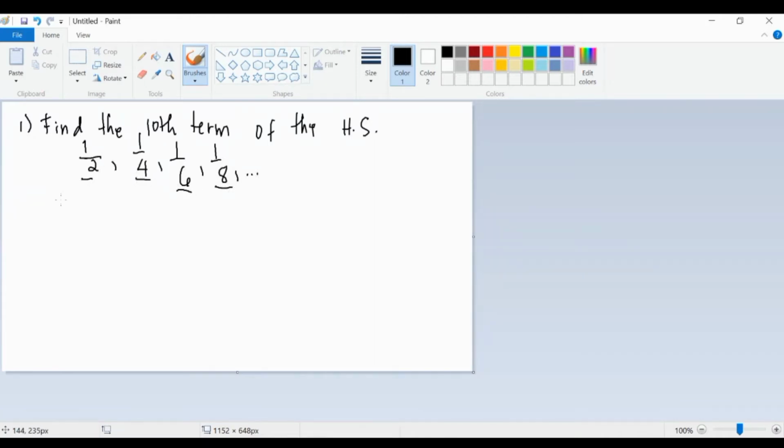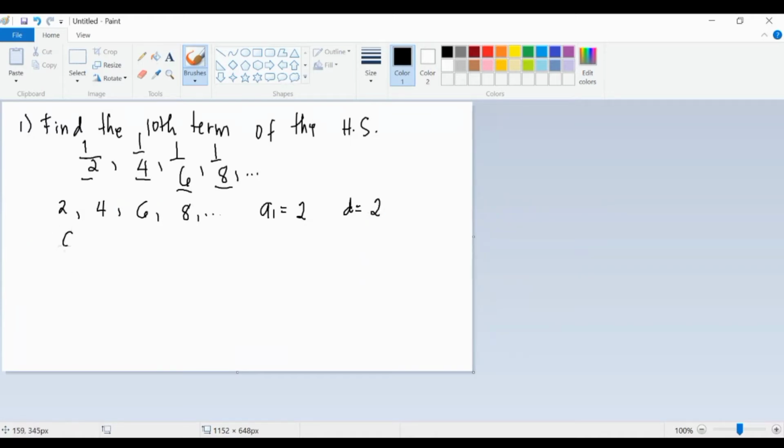The reciprocal of 1 half is 2, the reciprocal of 1 fourth is 4, and the reciprocal of 1 sixth is 6, and the reciprocal of 1 eighth is 8. Okay, and then we're going to identify what is the first term. So the first term here is 2. And then the common difference. In order to get the common difference, you will subtract the first term from the second term. So we have 4 minus 2, which is 2. That is our common difference.